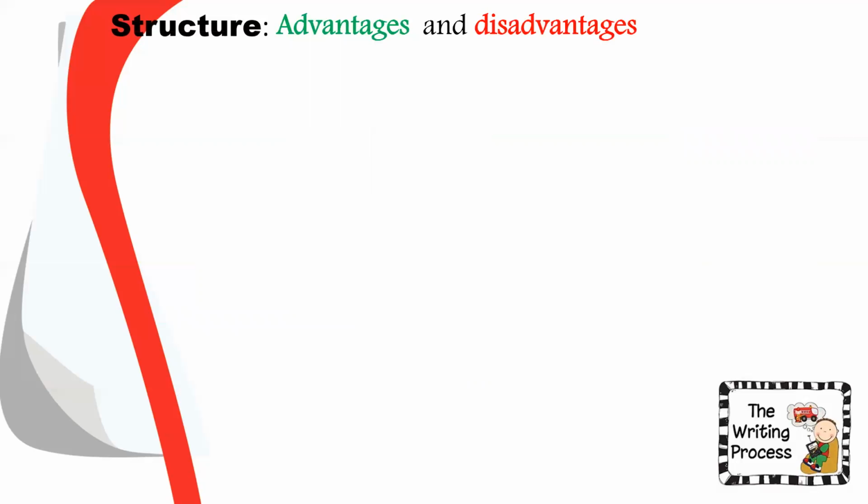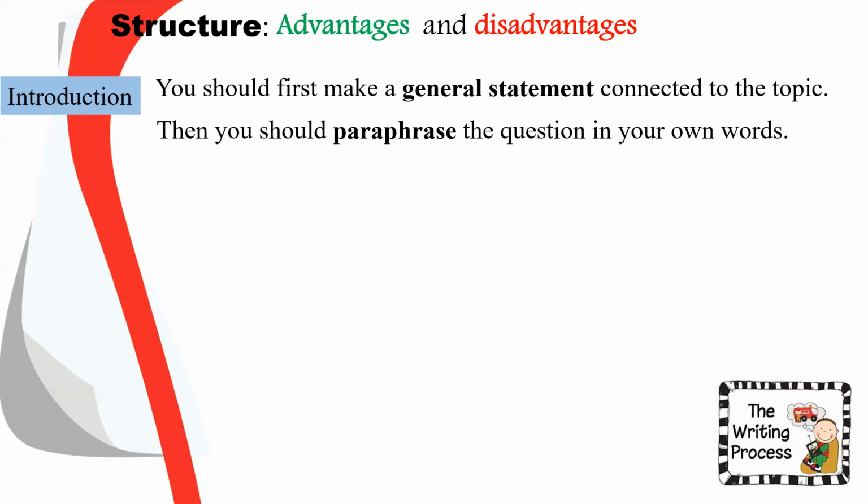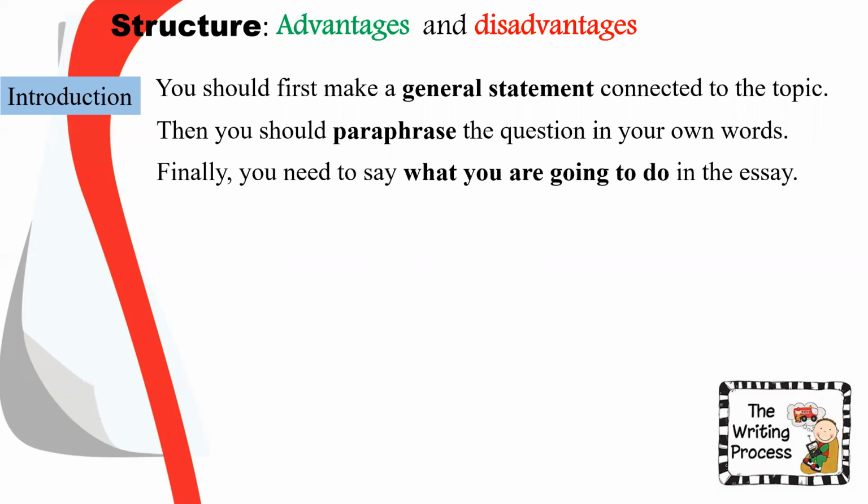The structure of an advantages and disadvantages essay. In the introduction, you should first make a general statement connected to the topic. Then you should paraphrase the question in your own words, which means rewrite it or say it again in your own words using your own vocabulary. Finally, you need to say what you're going to do in the essay.